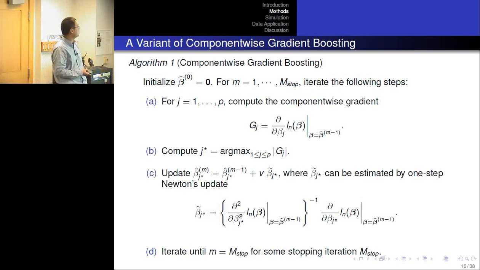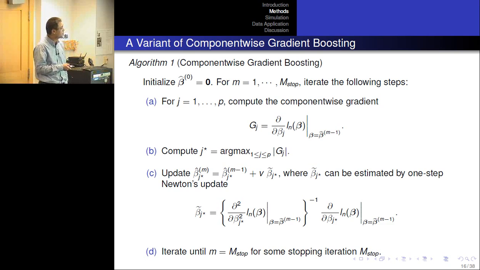So our proposed method is a variant of component-wise gradient boosting. Again, at the initial step, we assign all the beta equal to 0, and we iterate the following steps. For each component, we compute the component-wise gradient. Remember, the previous gradient is with respect to eta i. For each subject, we will have an eta i value. We calculate the gradient with respect to eta i.